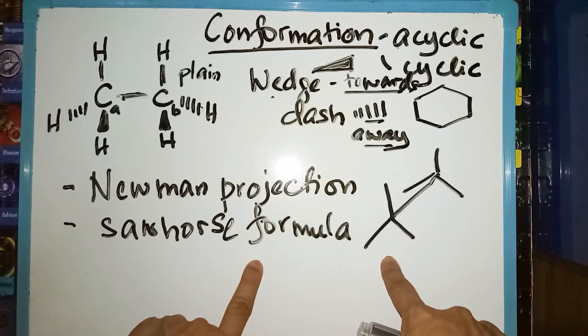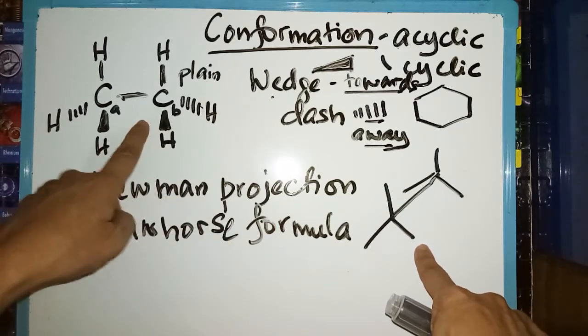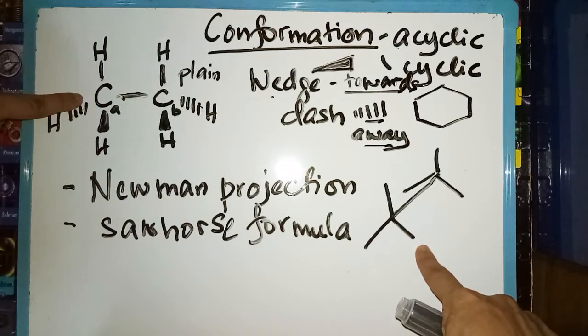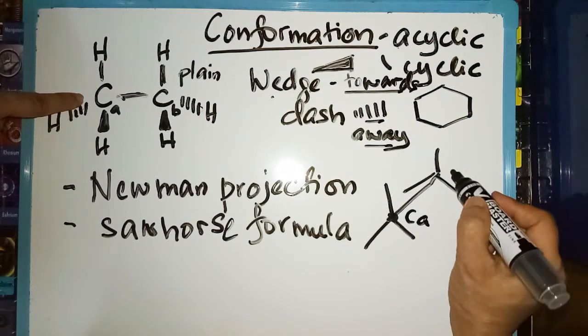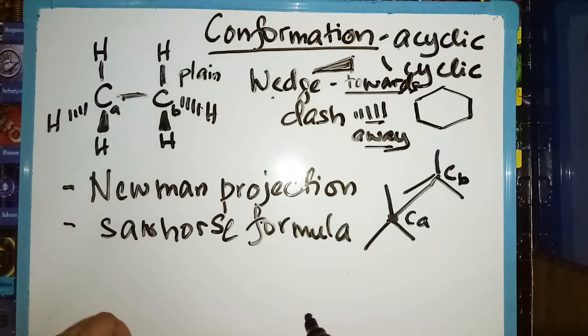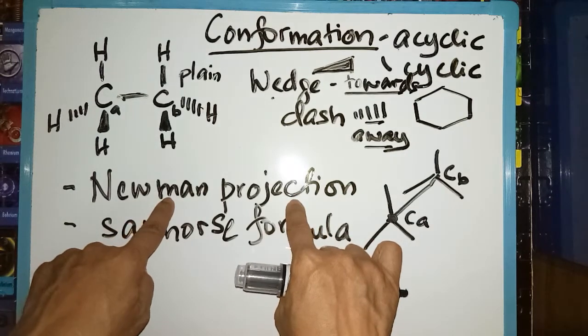Okay, so now I'm looking at this compound from a point, for example, this point. So this is actually representative of Ca, and this is actually representative of Cb. I hope you understand that. So I'm coming back to you with Newman projection and further on with sawhorse.